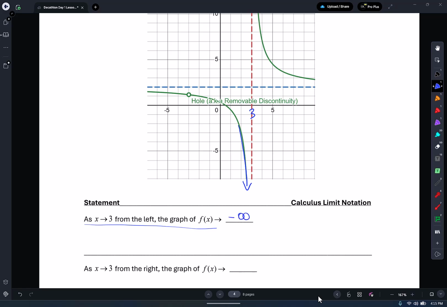Negative infinity. So then you're going to write limit as x approaches 3 from the left of this function f of x equals negative infinity.